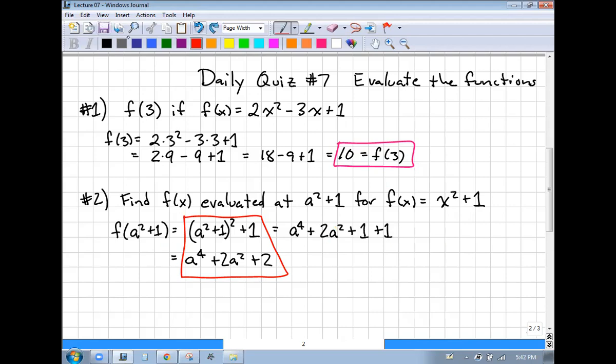Here's a note. If we have x plus y squared, this is going to be x plus y times x plus y. We get an x times an x, an x times a y, a y times an x, and a y times a y. Follow that? Well, these are the same, x times y and y times x, so it's 2xy.